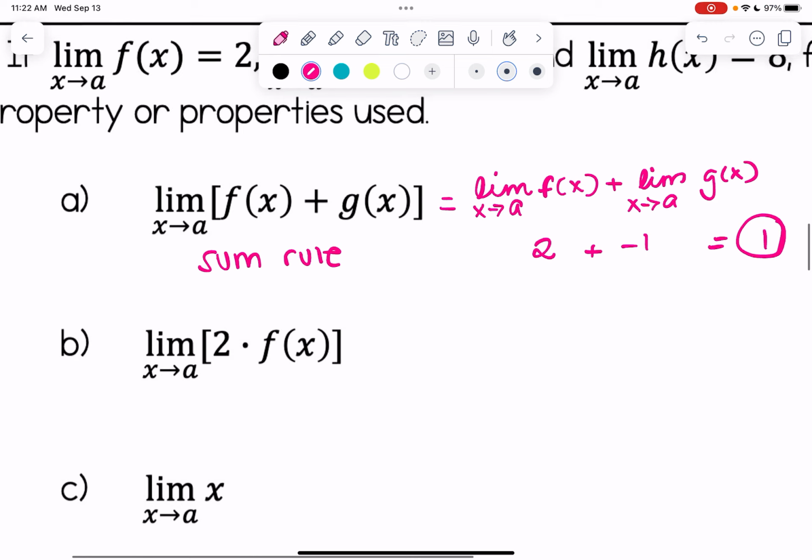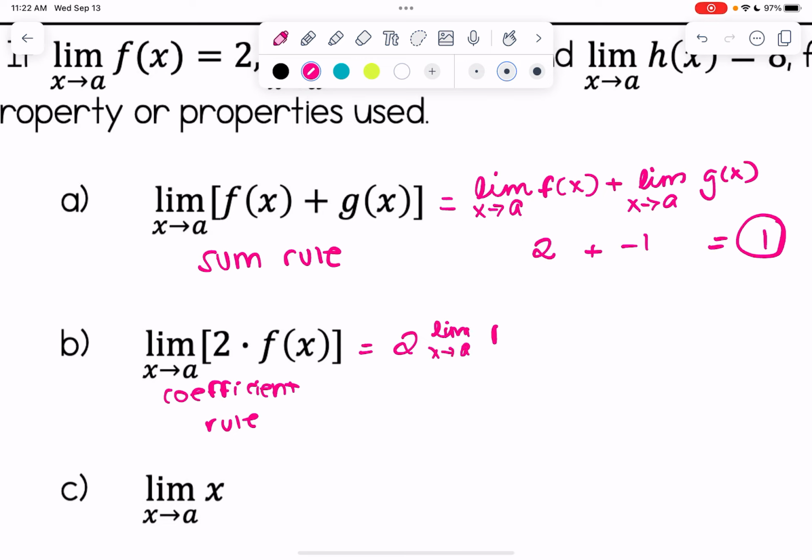All right, B. The limit as x approaches a of 2 times f of x. Notice 2 is the coefficient here. So this is going to be using the coefficient rule. So this is equal to 2 times the limit as x approaches a of f of x. We know that that is 2. So 2 times 2 gives us 4.